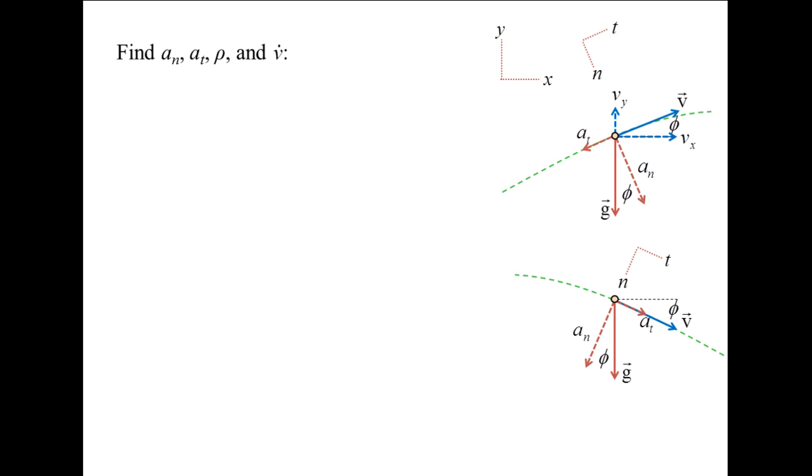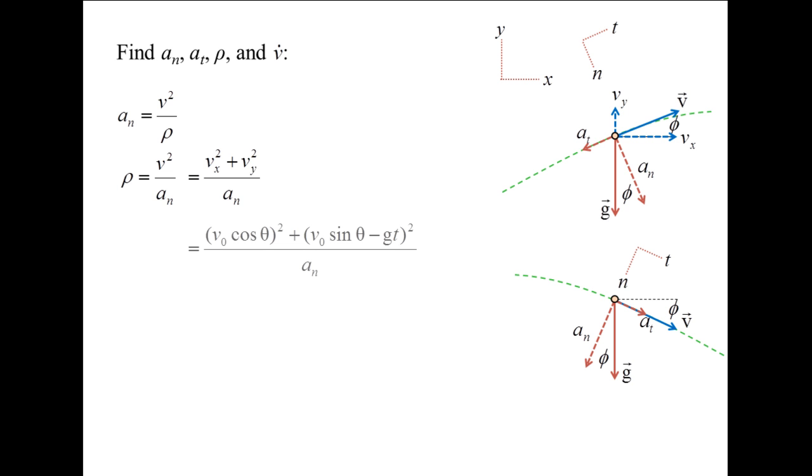The radius of curvature and time rate of change of the ball's speed are obtained using the general equations for the normal and tangential acceleration components. The normal acceleration component is equal to v squared divided by rho. Solving for rho and plugging in the expressions for Vx and Vy, we obtain an expression for the radius of curvature as a function of time. The time rate of change of the ball's speed is equal to the tangential acceleration component.